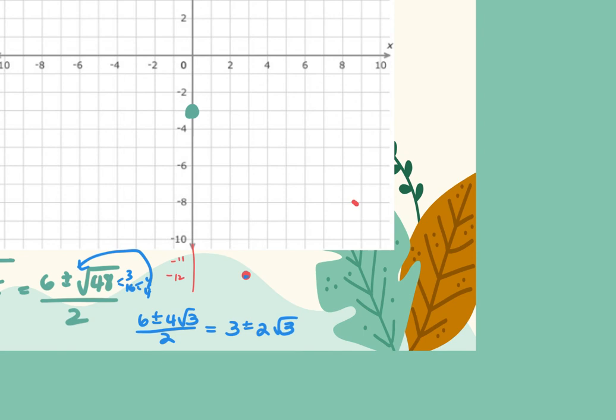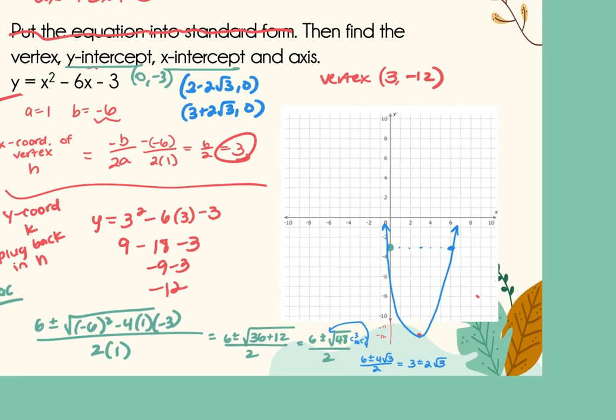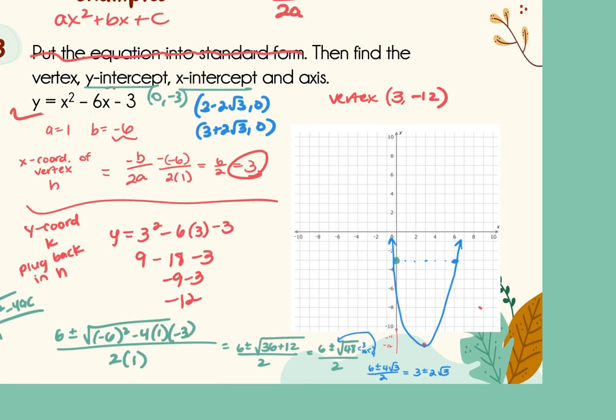If I'm going from negative 12 to negative 3, I went up 9 and then 1, 2, 3 to the left. So I could do the same, up 9, but 1, 2, 3 to the right. And I could get my second point that way, which is way easier. And then my axis of symmetry is x equals the h, which is 3.